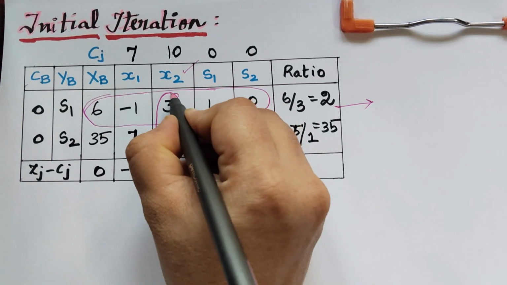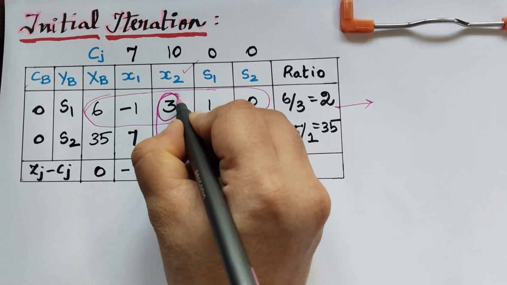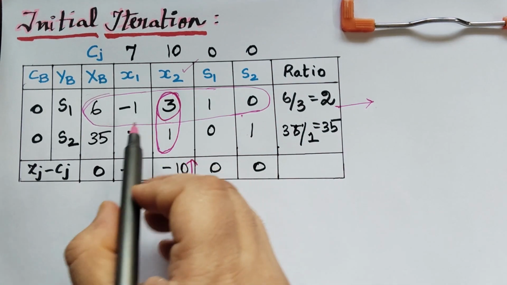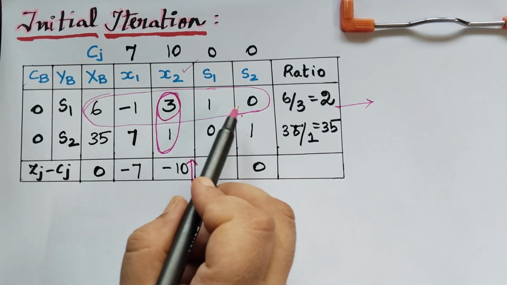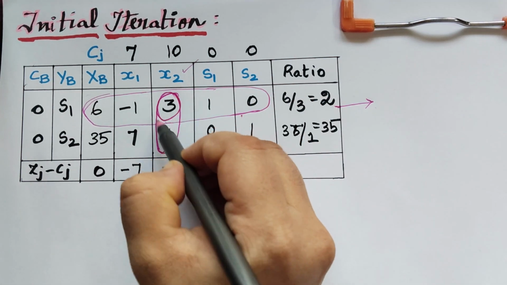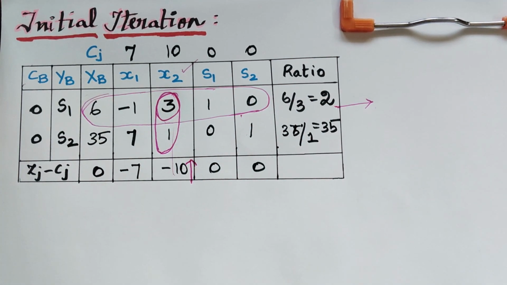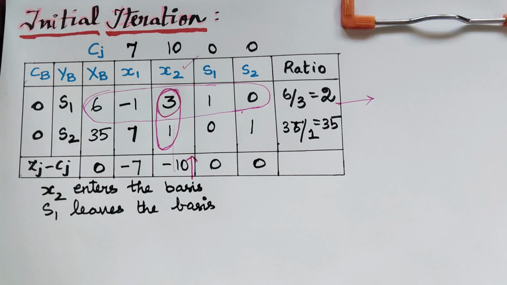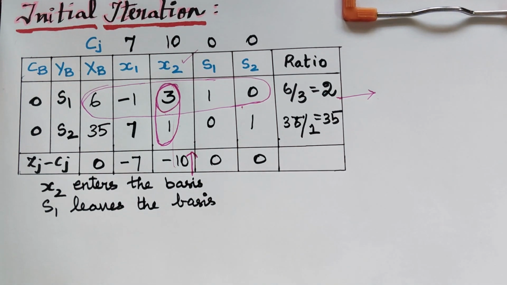And this element 3 is known as the pivotal element. It is also known as the key element. And this row is known as the pivotal row. And this column is known as the pivotal column. And 3 is the pivotal element. Now we shall do iteration 1. So now we are going to perform the row operations and we are going to do iteration 1.